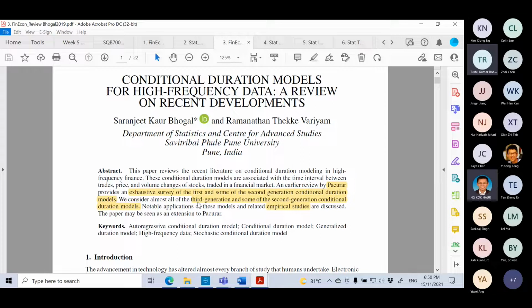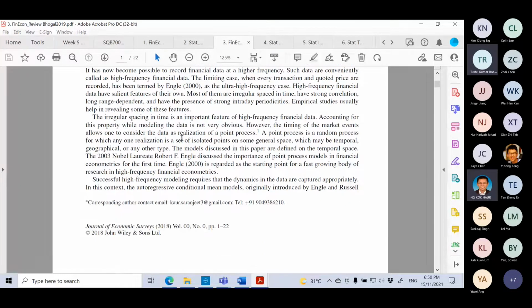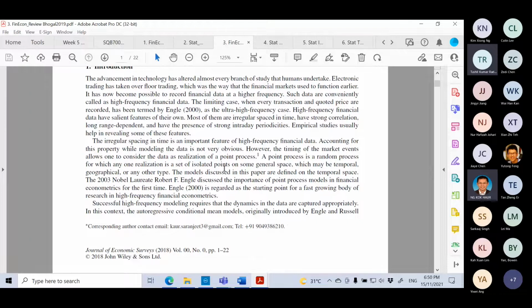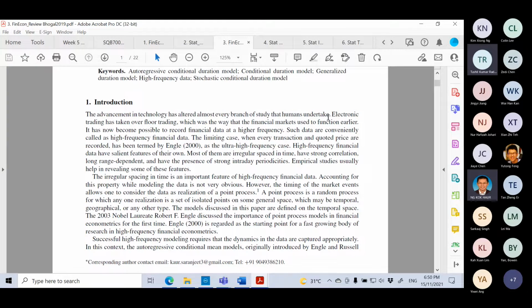So therefore, nowadays you can observe that a majority of journal papers provide the application as well to demonstrate that their model is working. Okay. So in this survey paper, they have also written the literature review on the ACD models.